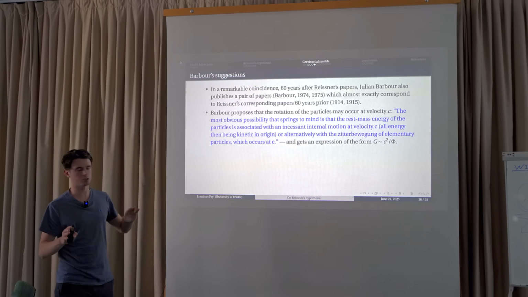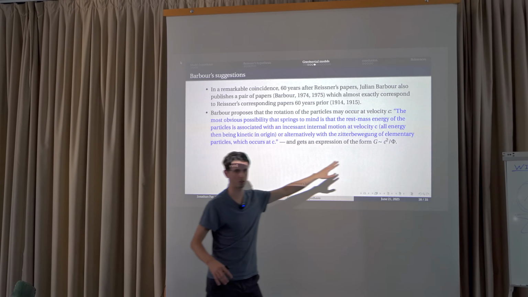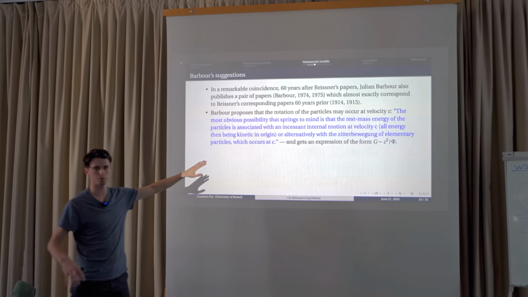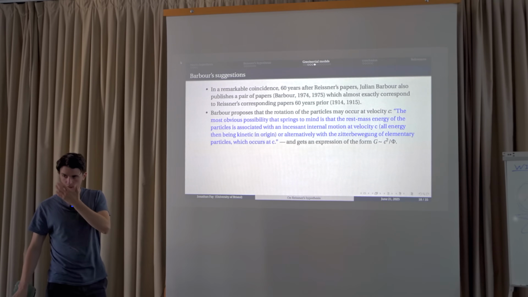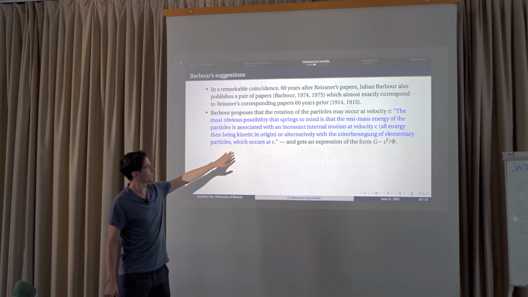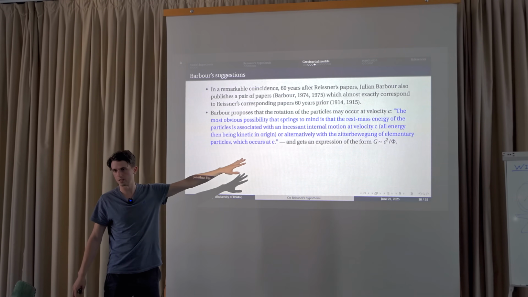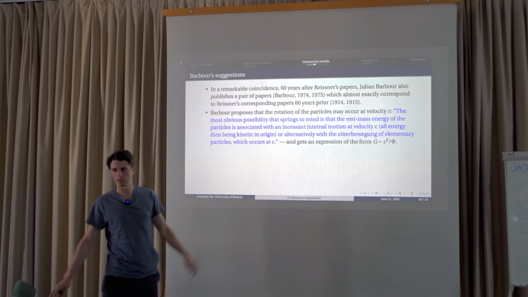And he notes a connection, once you get an expression of this form, with Dirac's large number coincidences. Yes? What was the prior motivation for hypothesizing that small bits of matter might be rotating at c? So for example, the Zitterbewegung is something you get out of the Dirac equation that Schrödinger discussed. Okay, yeah.